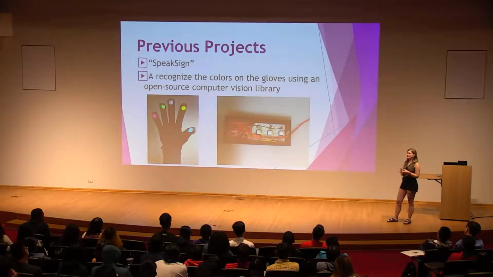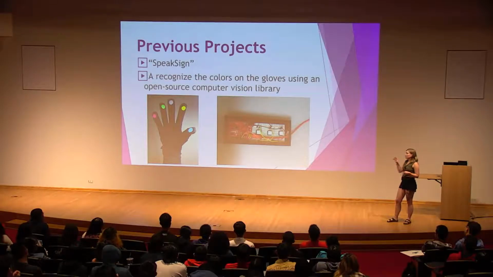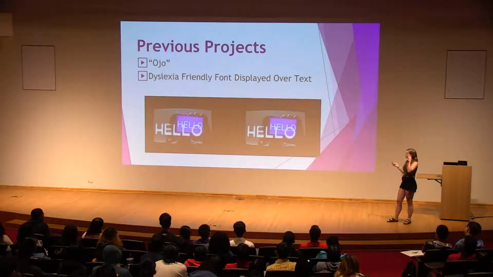This is Speak Sign. It's a glove with colored dots on it. Their computer would track the movement of their hand, and it would translate sign language into written and verbal text. This is Oho. It's a little VR tech you put your phone on, and it translates normal text into a dyslexia-friendly font so that it's easier to read.